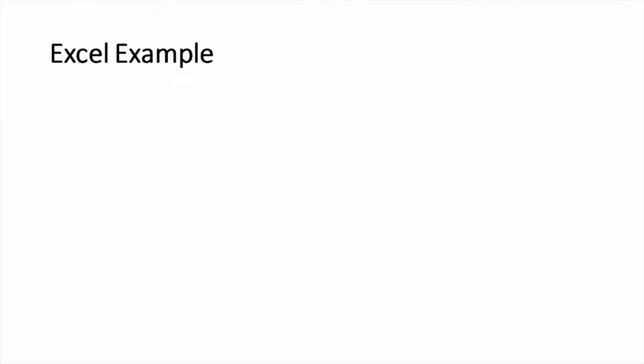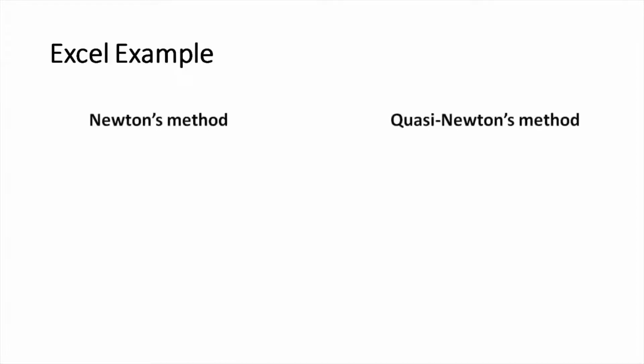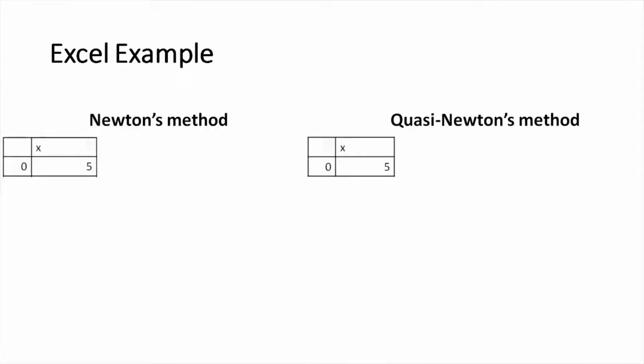So we're going to go over the Excel example first. So the first thing we have to do, for both Newton's and quasi-Newton's method, is have an initial guess, which for this example will be 5. You could try any number. And we have to plug it into the function to get a value.